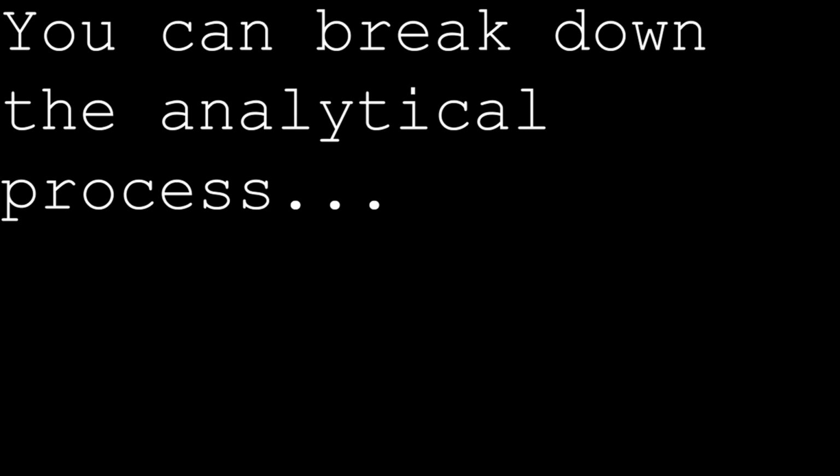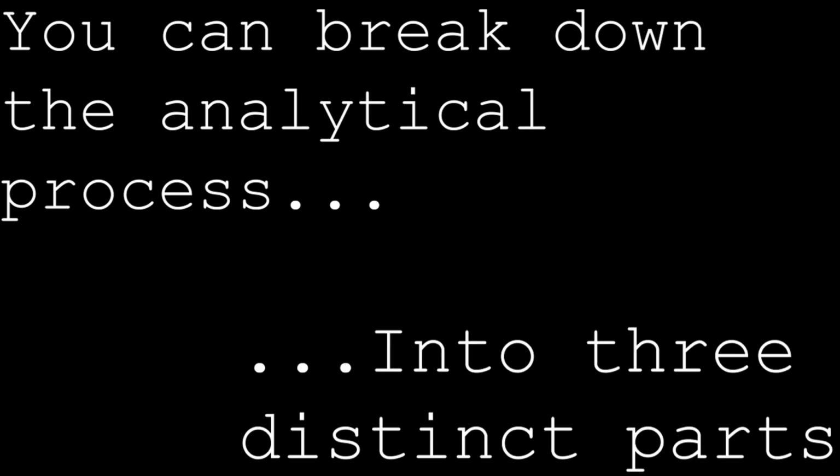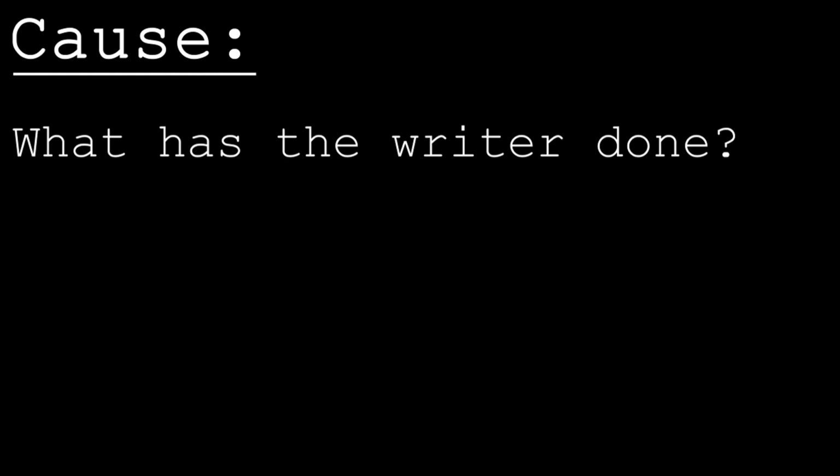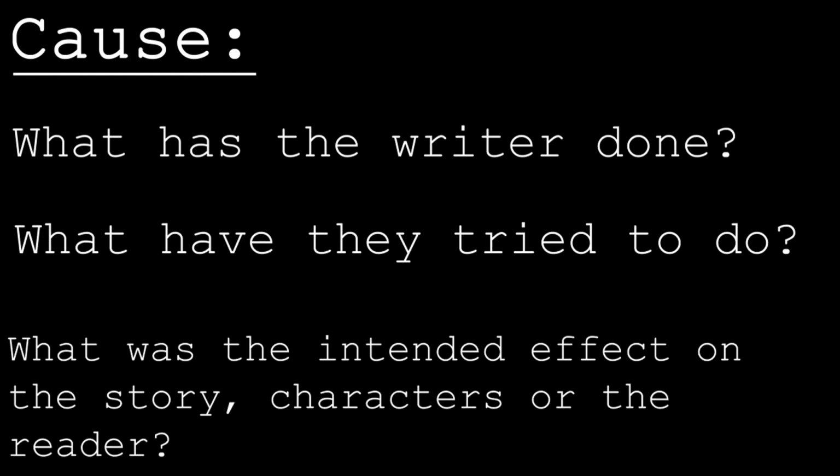When dealing with the written word, we can break down analysis into 3 distinct parts. Cause. What has the writer done? What have they tried to do? What was their intended effect or result for the characters/events in the story?